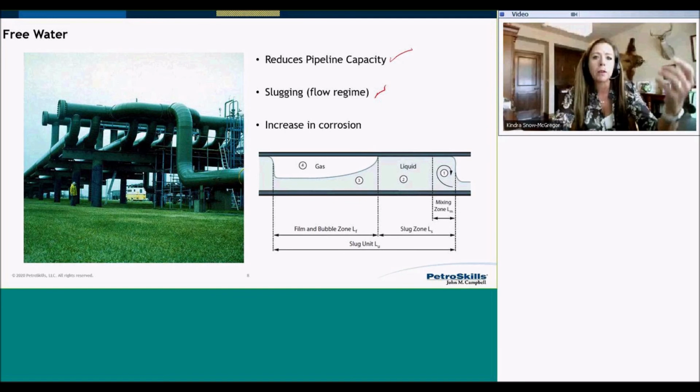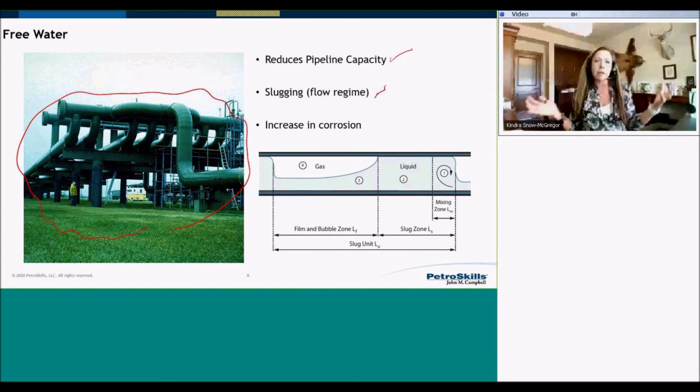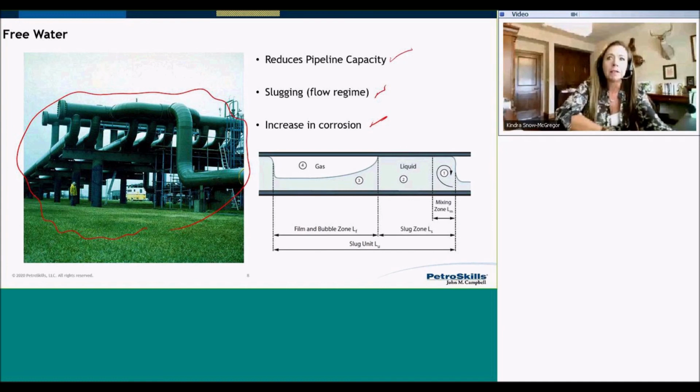And as a result, I need these slug catchers, as you can see in this diagram here. This is actually a photo. So I need to build these really large vessels in order to handle the large amounts of volume coming in as a result of this slug flow regime. In addition, anytime I have free water in my system, I have an issue with increased corrosion. And so free water is a problem.